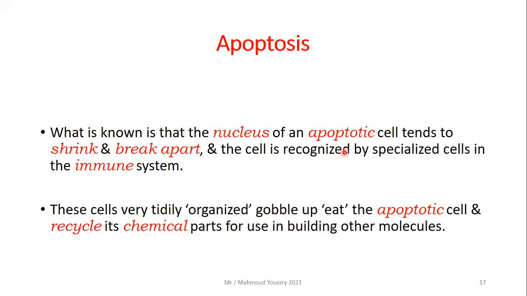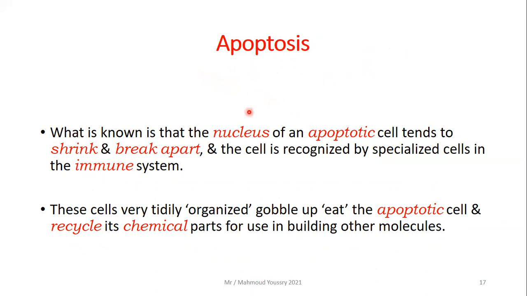The cell itself is recognized by specialized cells in the immune system. These cells very tidily, or in an organized way, gobble up or eat the apoptotic cell and recycle its chemical parts for use in building other molecules. So, apoptosis is programmed cell death for some cells.